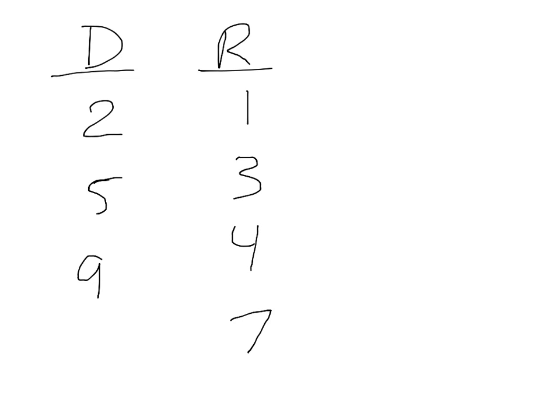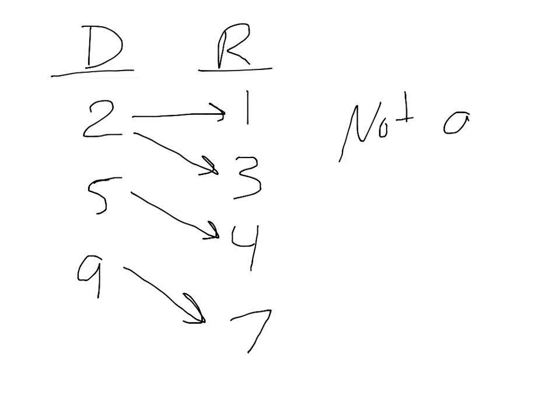Now, look at this. Domain and range: 2, 5, 9, and 1, 3, 4, 7. 2 goes to 1 and 2 goes to 3. 5 goes to 4. 9 goes to 7. Is this a function? You're right, it is not a function. This is not a function because the number 2 has been paired with two elements in the range, a 1 and a 3. And in this case, it cannot be a function.